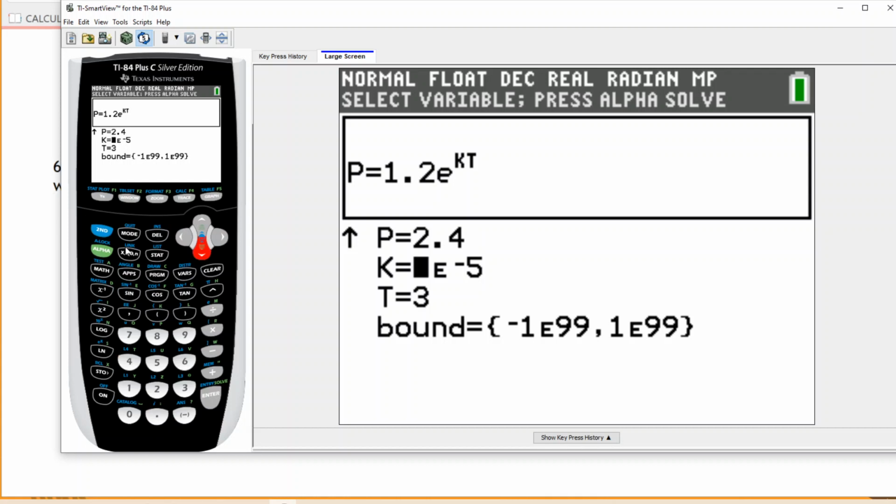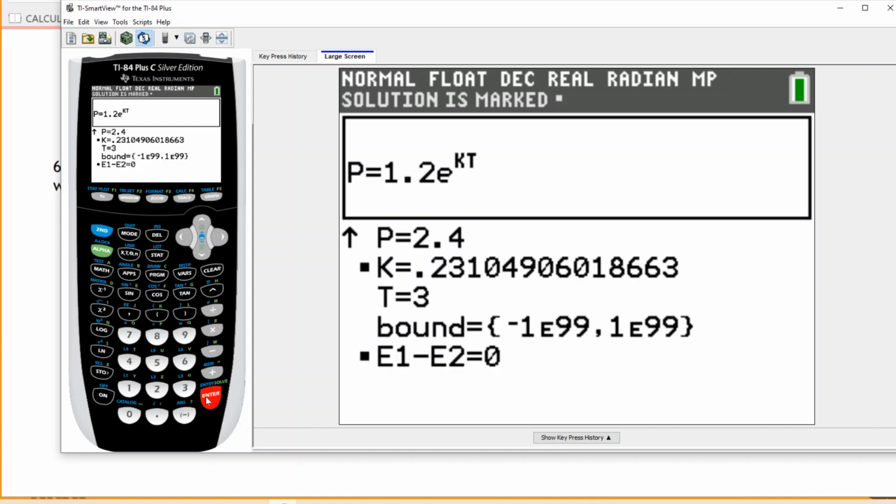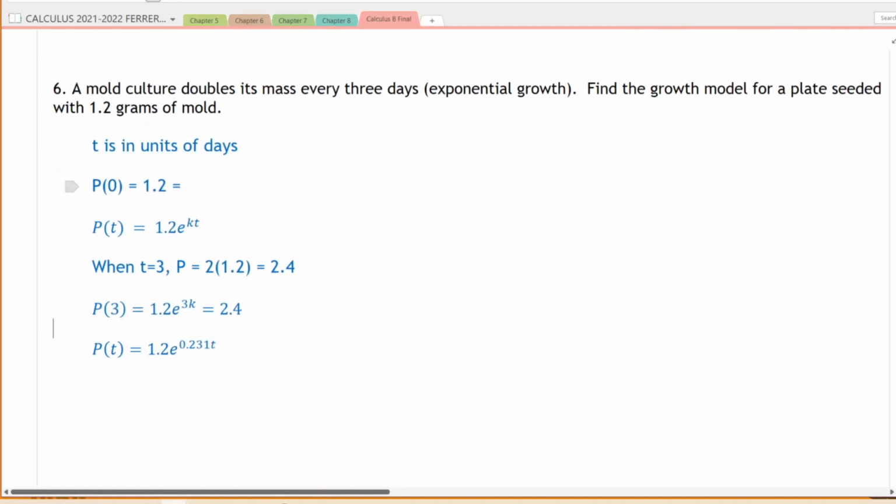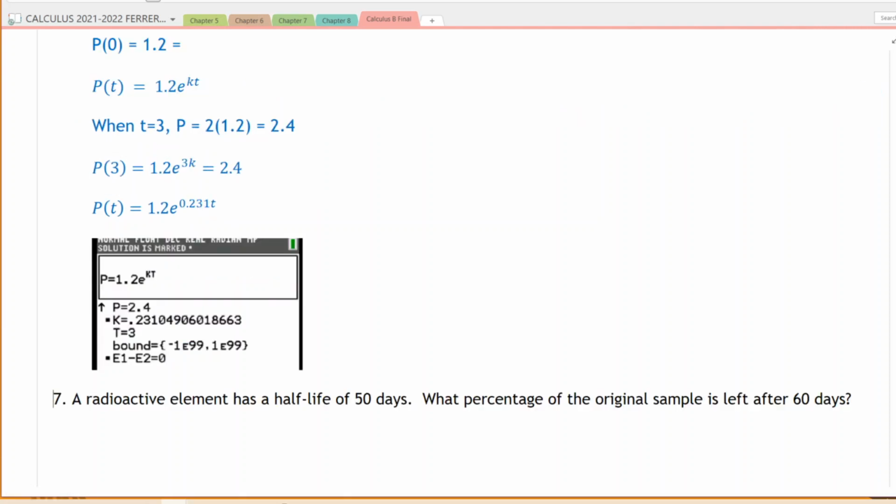We're going to make sure the cursor is on k, then we'll push alpha enter, and that will give me a value for k that's 0.231. So P of t is equal to 1.2 multiplied by e to the 0.231t. Just like before, we use the calculator significantly in this, so we'll put that little bit of calculator notes here. Let's see, number 7.